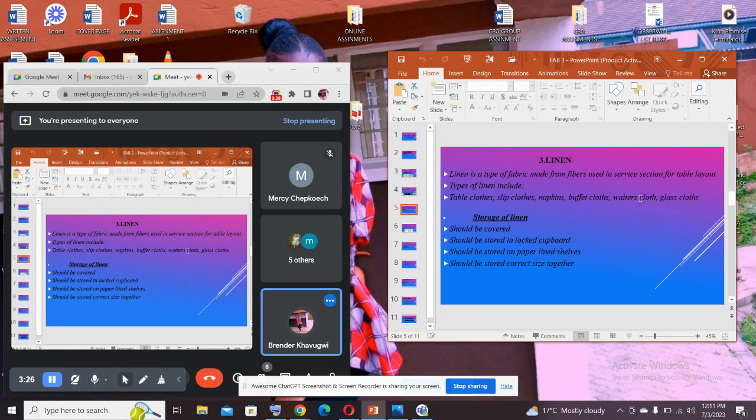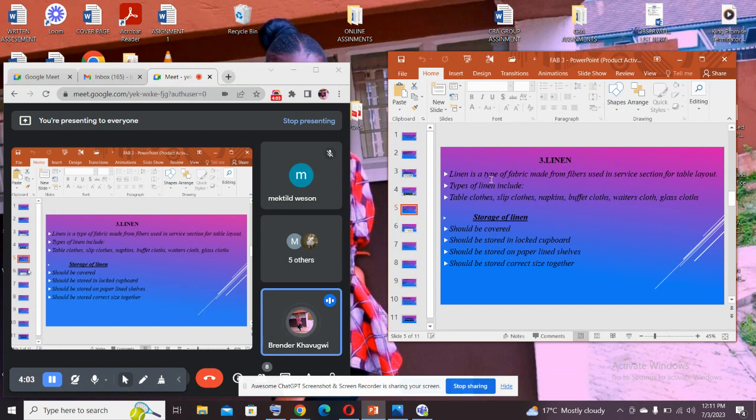And the waiter's cloth is generally used for final polishing of the plates, for wiping of small spills, and to carry hot plates. And the tablecloth is just used for presentation purposes and for comfort, to minimize noise when placing items on the table. Then we have the storage of linen. The linen should be covered, should be stored in locked cupboards, and should be stored on paper lined shelves to avoid dirt, and should be stored with the correct size together.